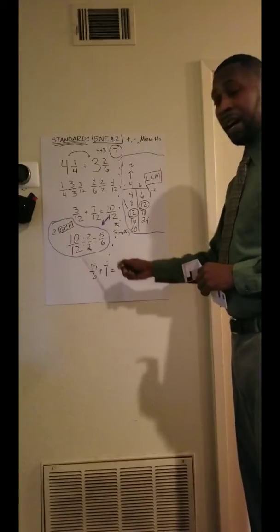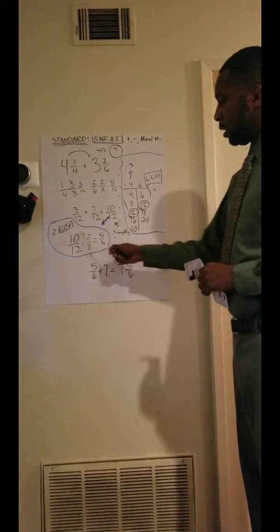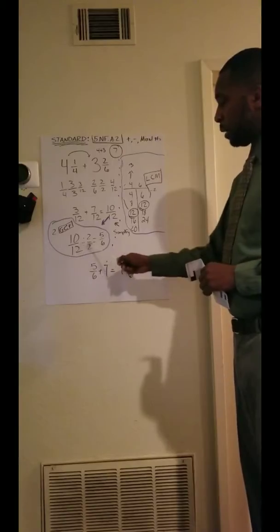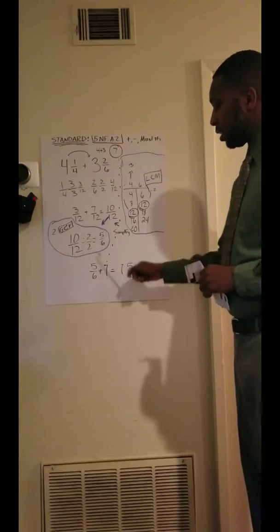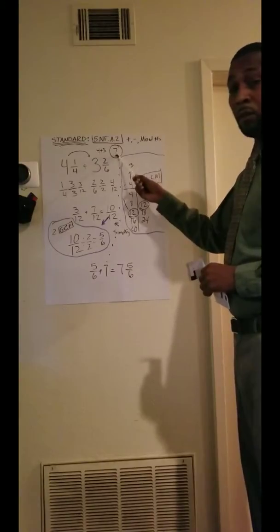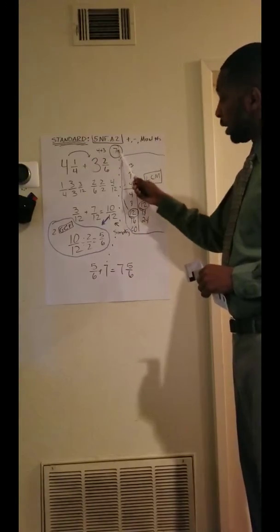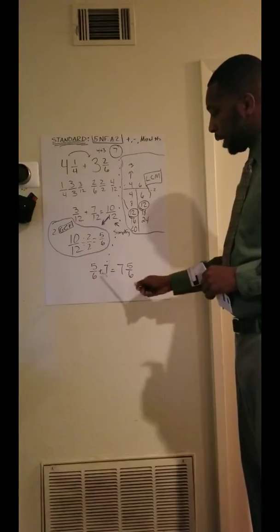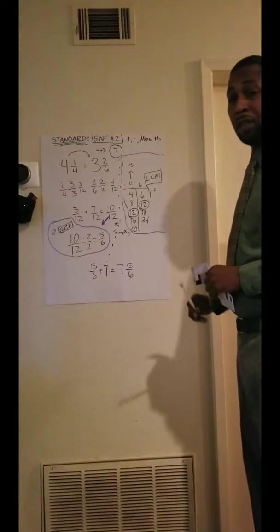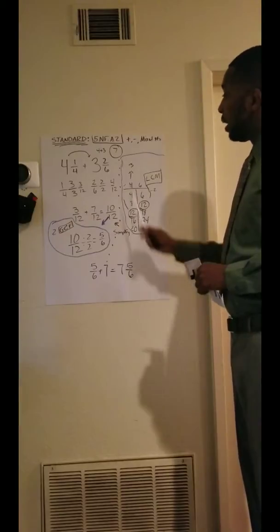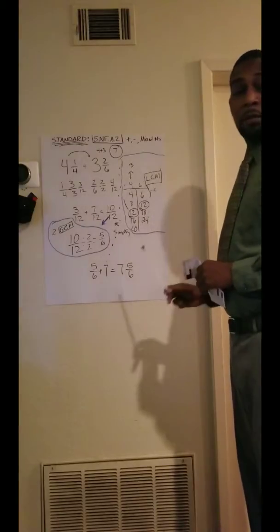So I'm going to divide. 10 divided by 2 is 5. 12 divided by 2 is 6. 5/6. So my answer is 5/6. But remember, we have the 7 remaining up top. Okay? So you've got to bring the 7 on down. 5/6 plus 7 equals 7 and 5/6. That's how you add fractions with mixed numbers.